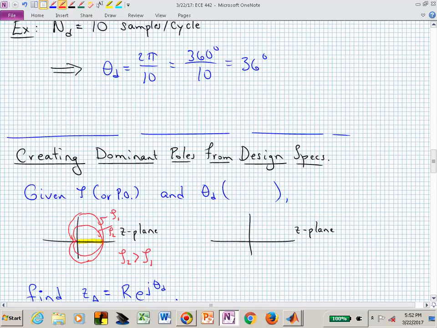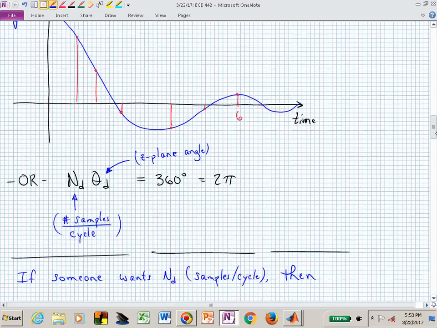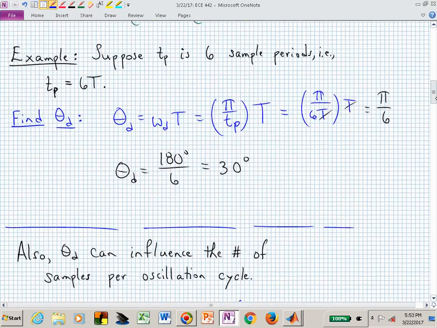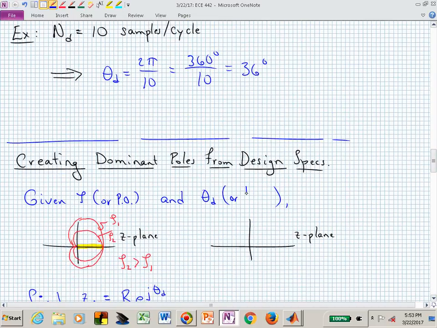Okay, so there's our zeta value. That's percent overshoot. And now theta sub d corresponds to what? What performance specification is theta sub d associated with? What did we just cover? This was our peak time, wasn't it? So our time to peak is theta sub d. And now we're interested in angles. Question?